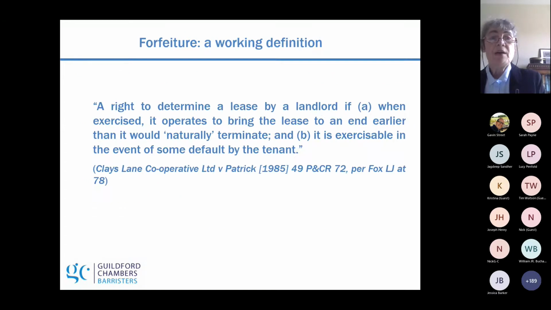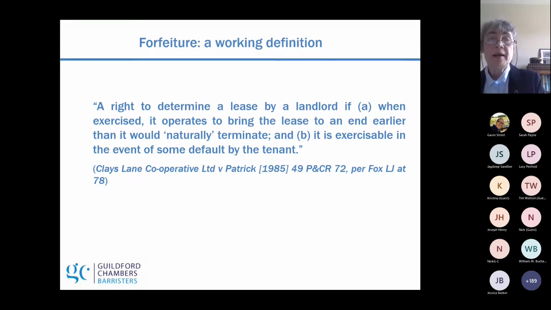To start with then, a working definition of forfeiture, and this comes courtesy of Lord Justice Fox in the Clays Lane case, where he defined forfeiture as a right to determine a lease by a landlord if A, when exercised, it operates to bring the lease to an end earlier than it would naturally terminate, and B, it is exercisable in the event of some default by the tenant.